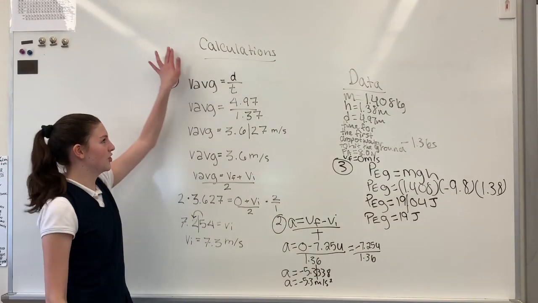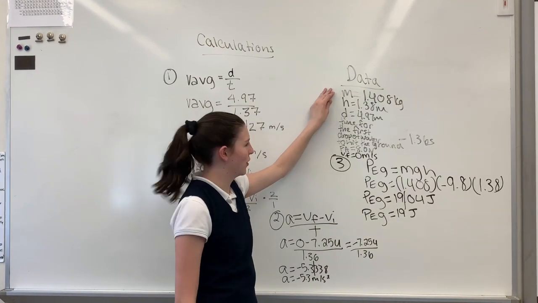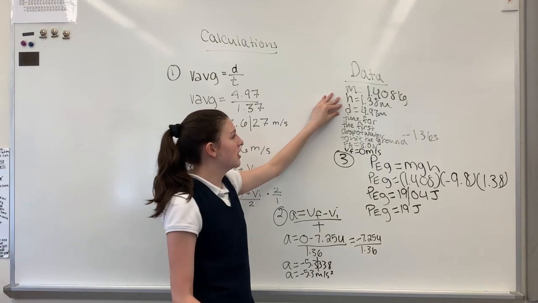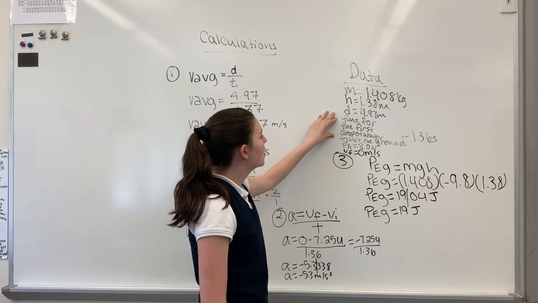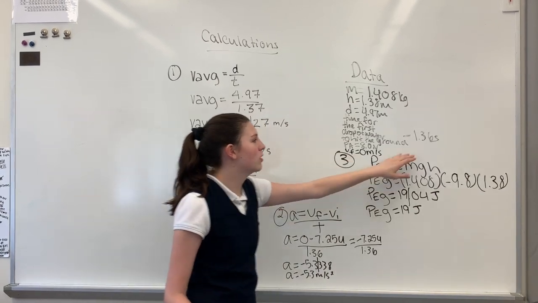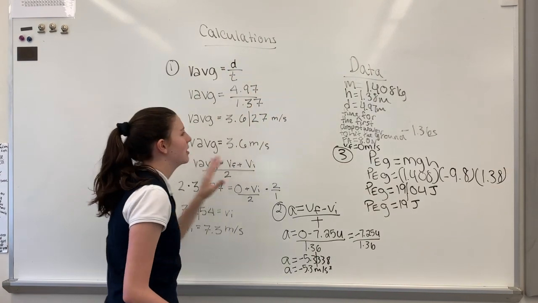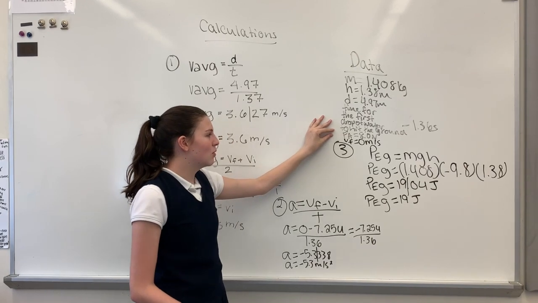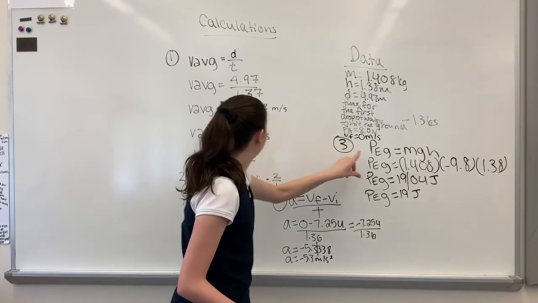So I did our calculations. First let's look at the data. Our mass is 1.408 kilograms. Our height of the water is 1.38 meters. Our distance of the water is 4.97 meters. And our time for the first drop of water to hit the ground is 1.36 seconds. Keep in mind that all of our data and calculations are in relation to that first drop of water. Then we have our FA is 8.0 newtons, and our VF we know is 0 meters per second.